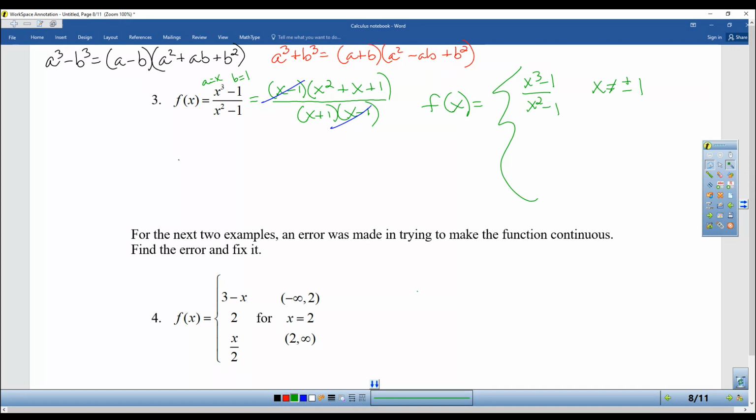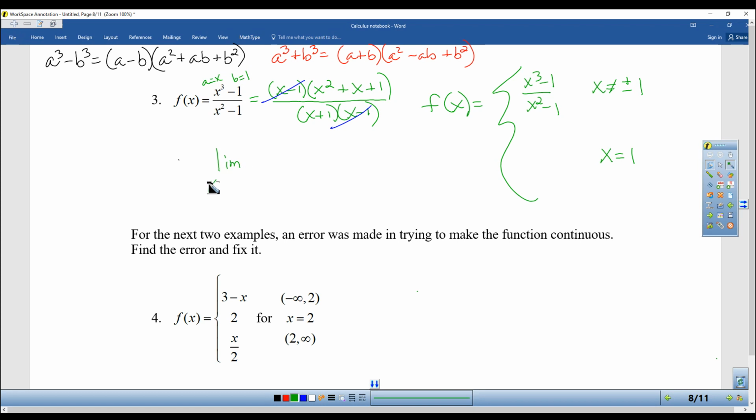The best you can do for this guy is make it X is equal to positive 1 is still going to be okay. That's the one we got rid of. So if X is equal to positive 1, that's okay. We got rid of it on the top and the bottom.